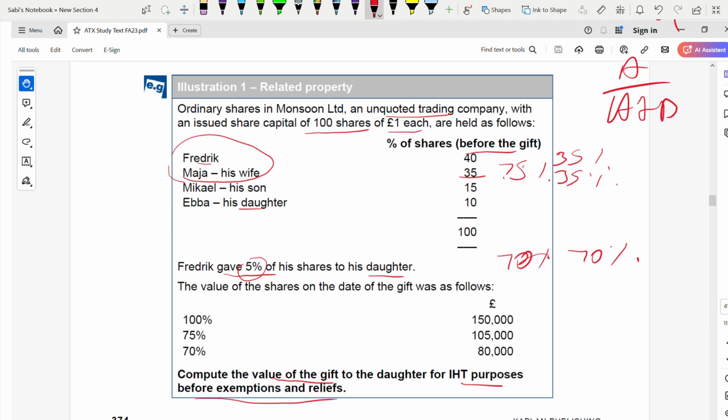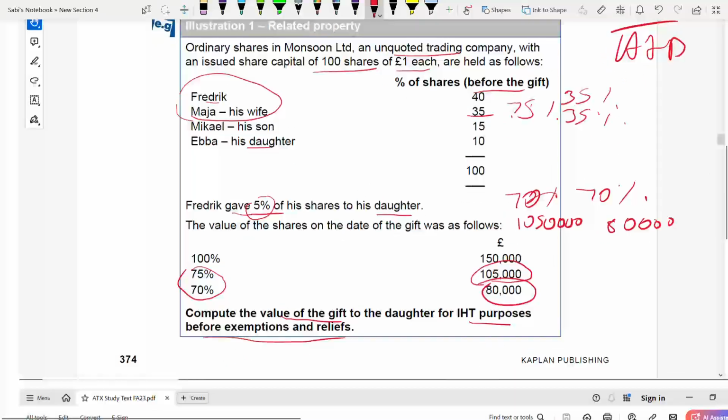So 75% holding is 105,000. 70% value is 80,000. The value is given. So we have to find the value of Frederick's shares before and after. See, this 70%, when you're taking it, is the combined, but we want to find Frederick's value: the value of Frederick's share before and the value of Frederick's share after. A, and A plus B.